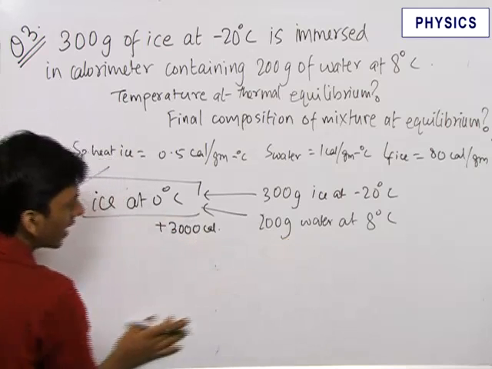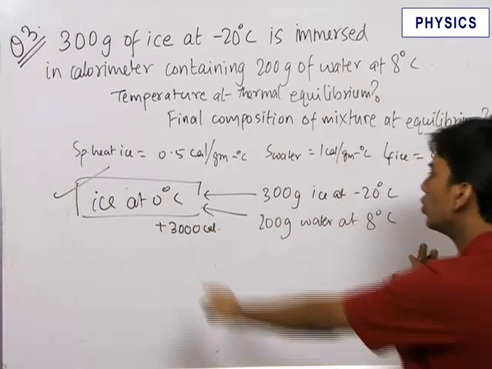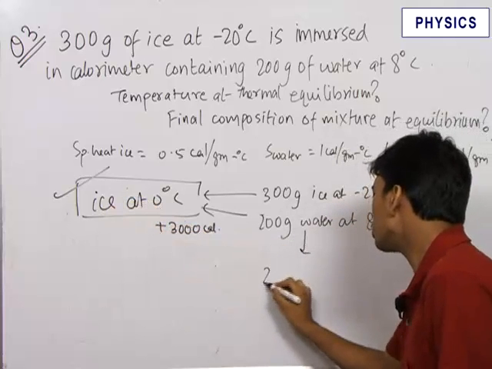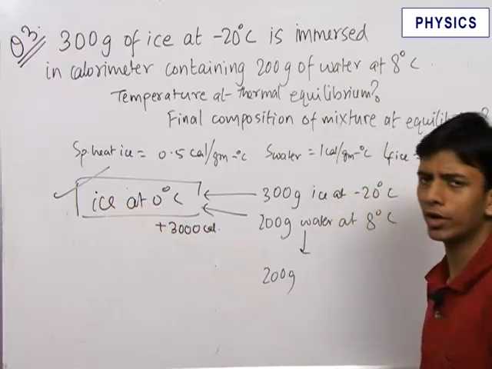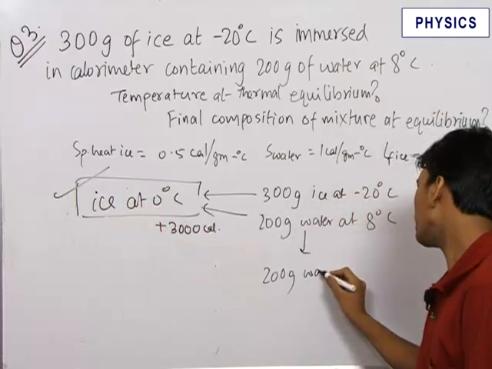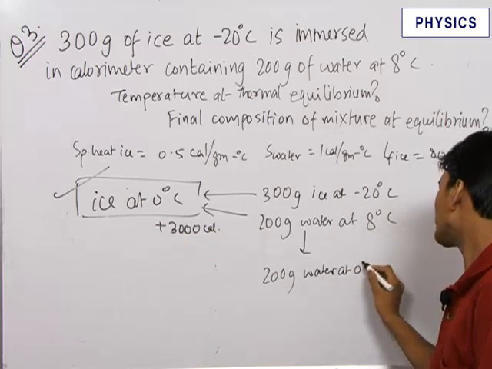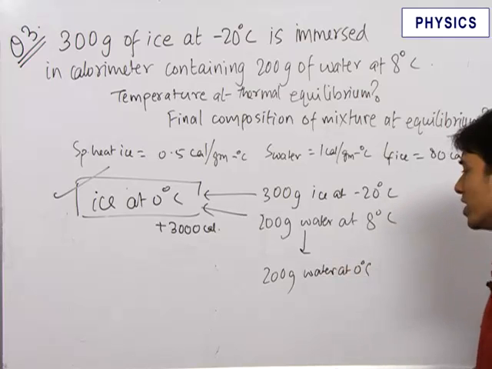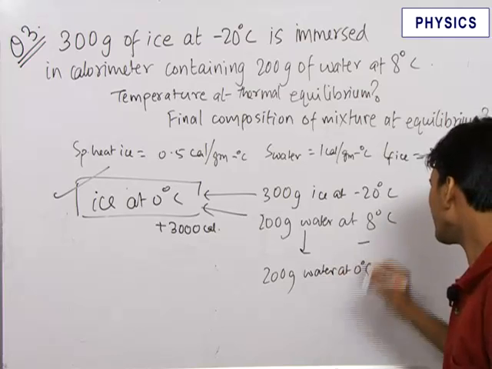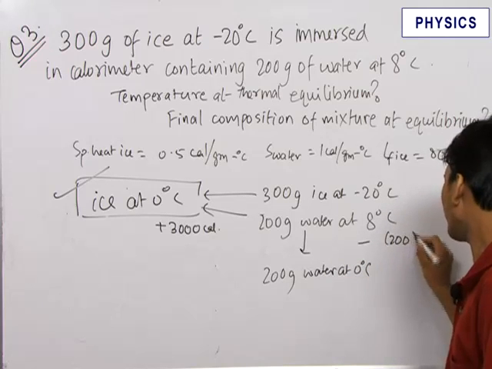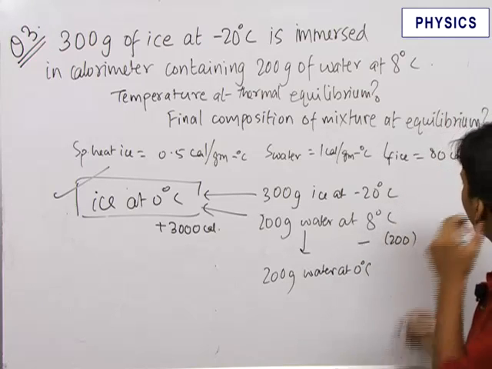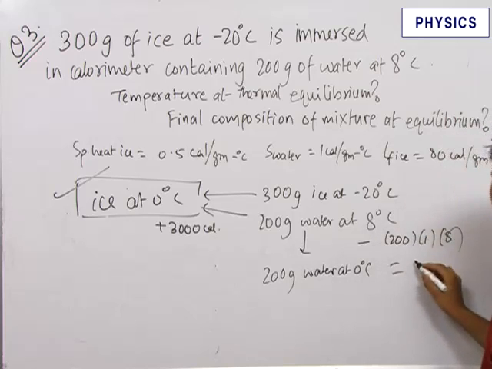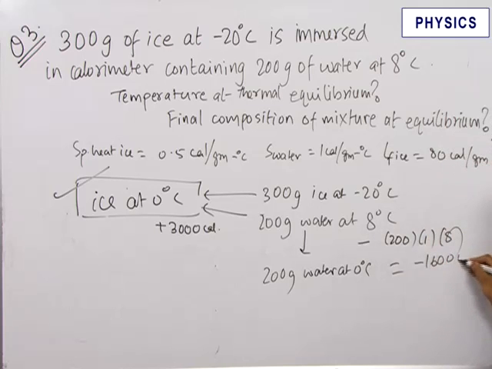Now we bring 200 gram of water at 8 degrees Celsius to 200 gram of ice at 0 degrees Celsius. So first, always bring this to the common point of state change, that is 200 gram of water at 0 degrees Celsius. In this process, heat given to the system will be negative because heat is released from the system. The heat released is equal to minus 200 into specific heat of water, that is 1, into delta T, that is 8, that is equal to minus 1600 calories.